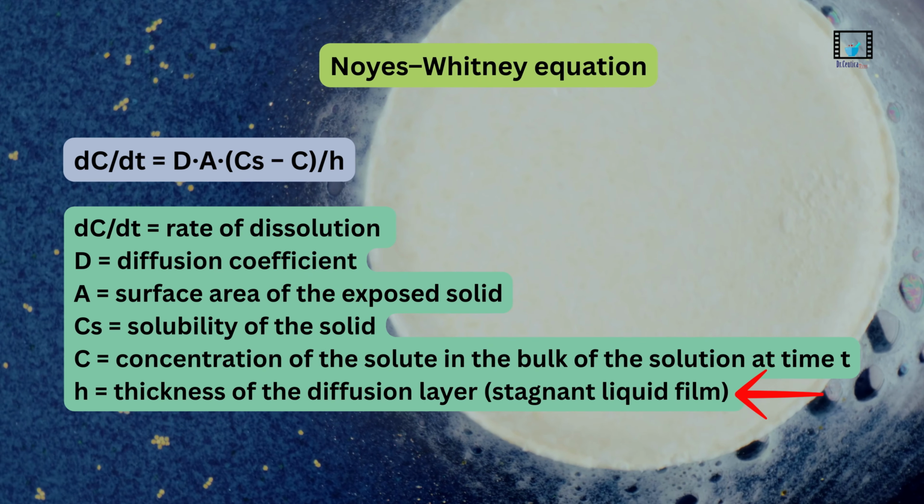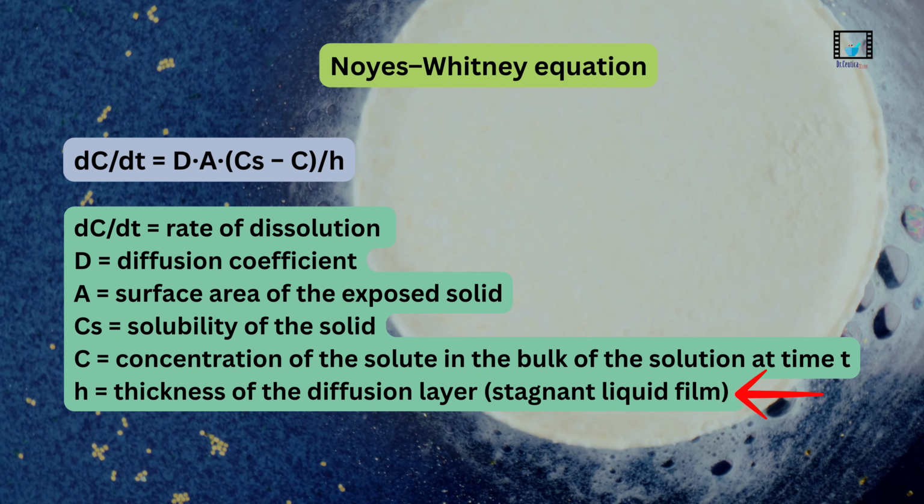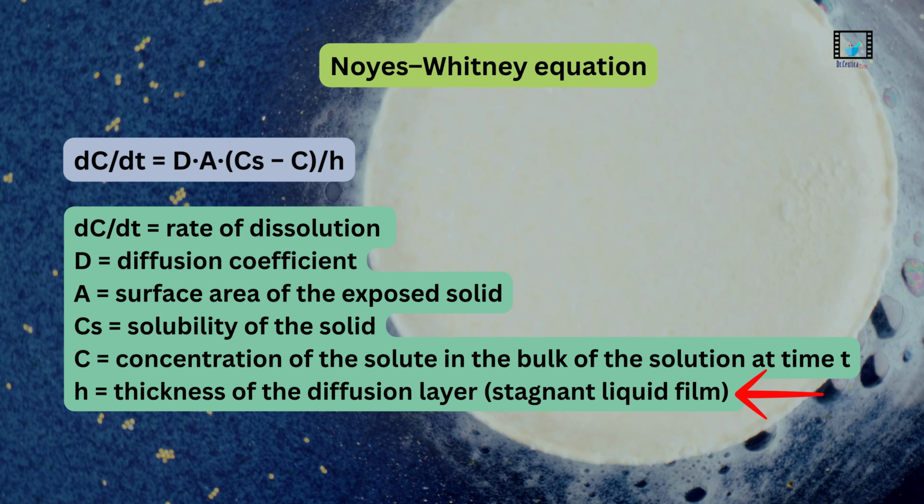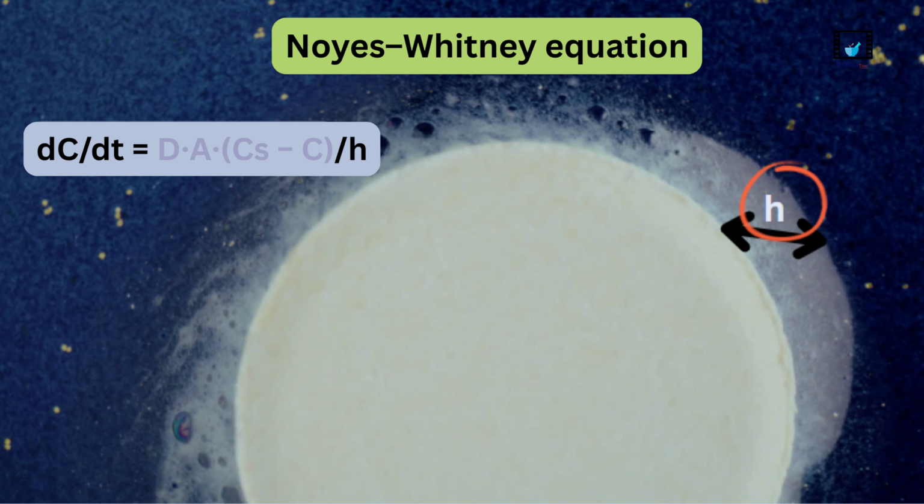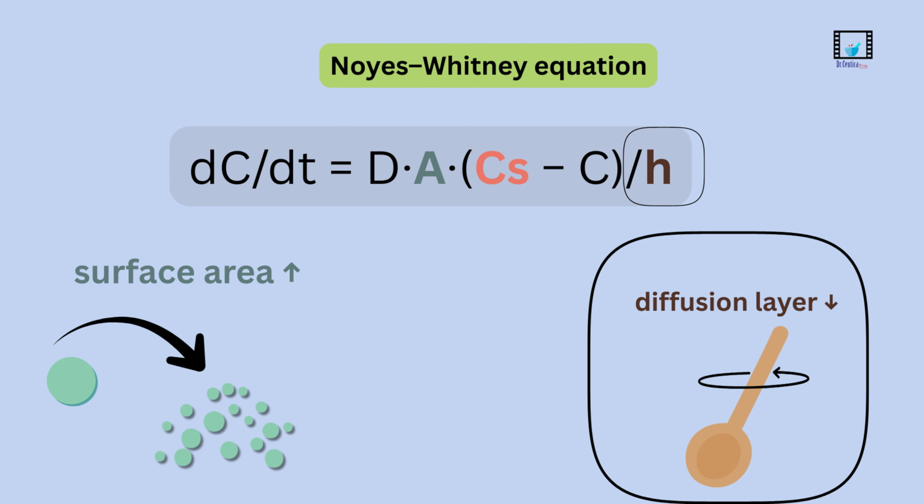Finally, H is the thickness of the diffusion layer, a thin film of stagnant liquid around the particle. A thinner diffusion layer, achieved by stirring or increasing hydrodynamics, allows molecules to escape more easily and speeds up dissolution.